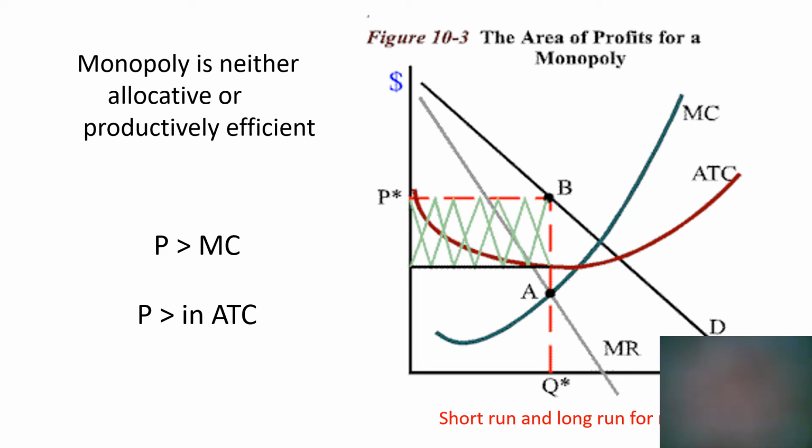If we look at this diagram, we see that B is above marginal cost, and we see that B is also above average total cost on the demand curve. This is different than the long run in terms of pure competition, where we have equalities between price and marginal cost, and price and the minimum of average total cost. So we say that a monopoly is neither allocatively nor productively efficient.